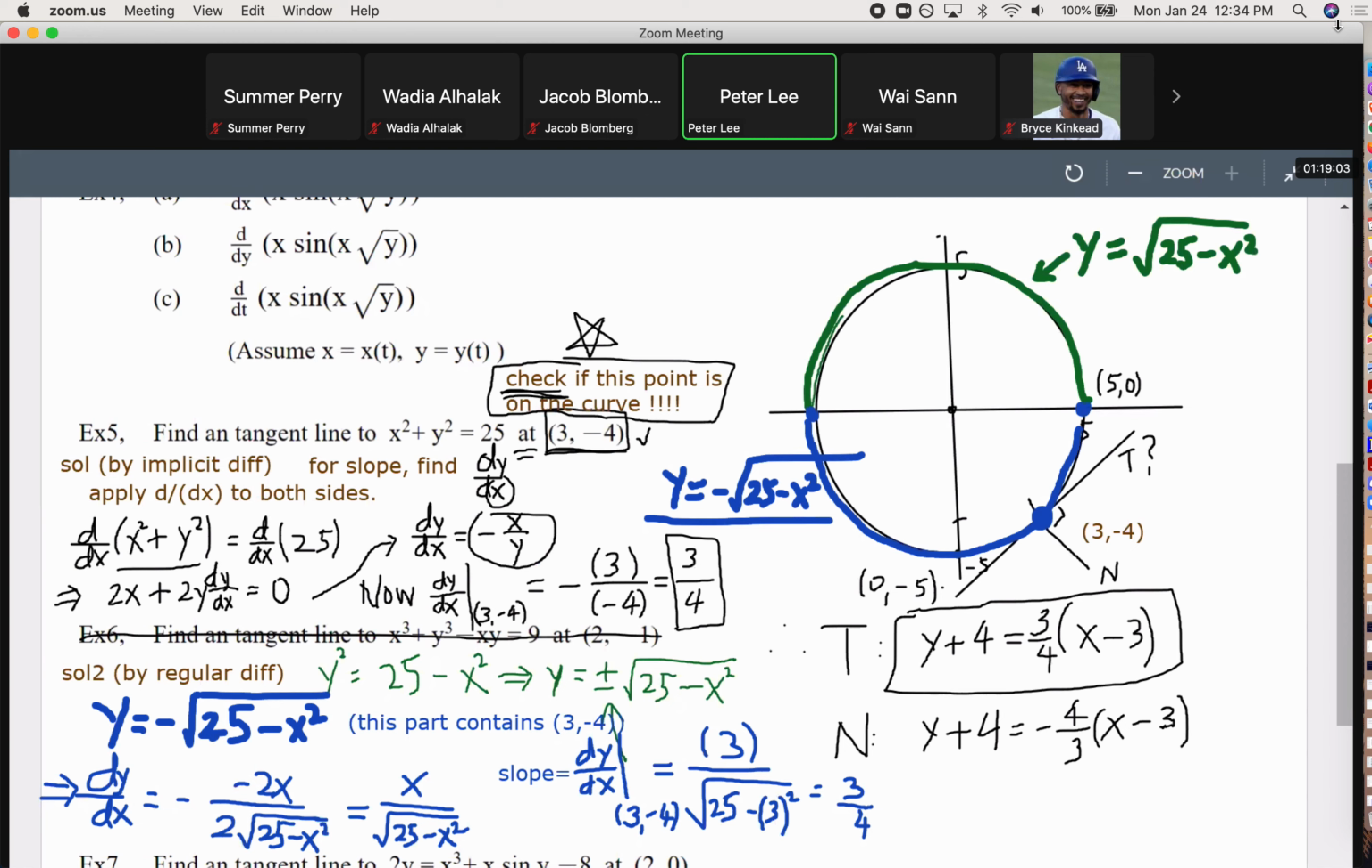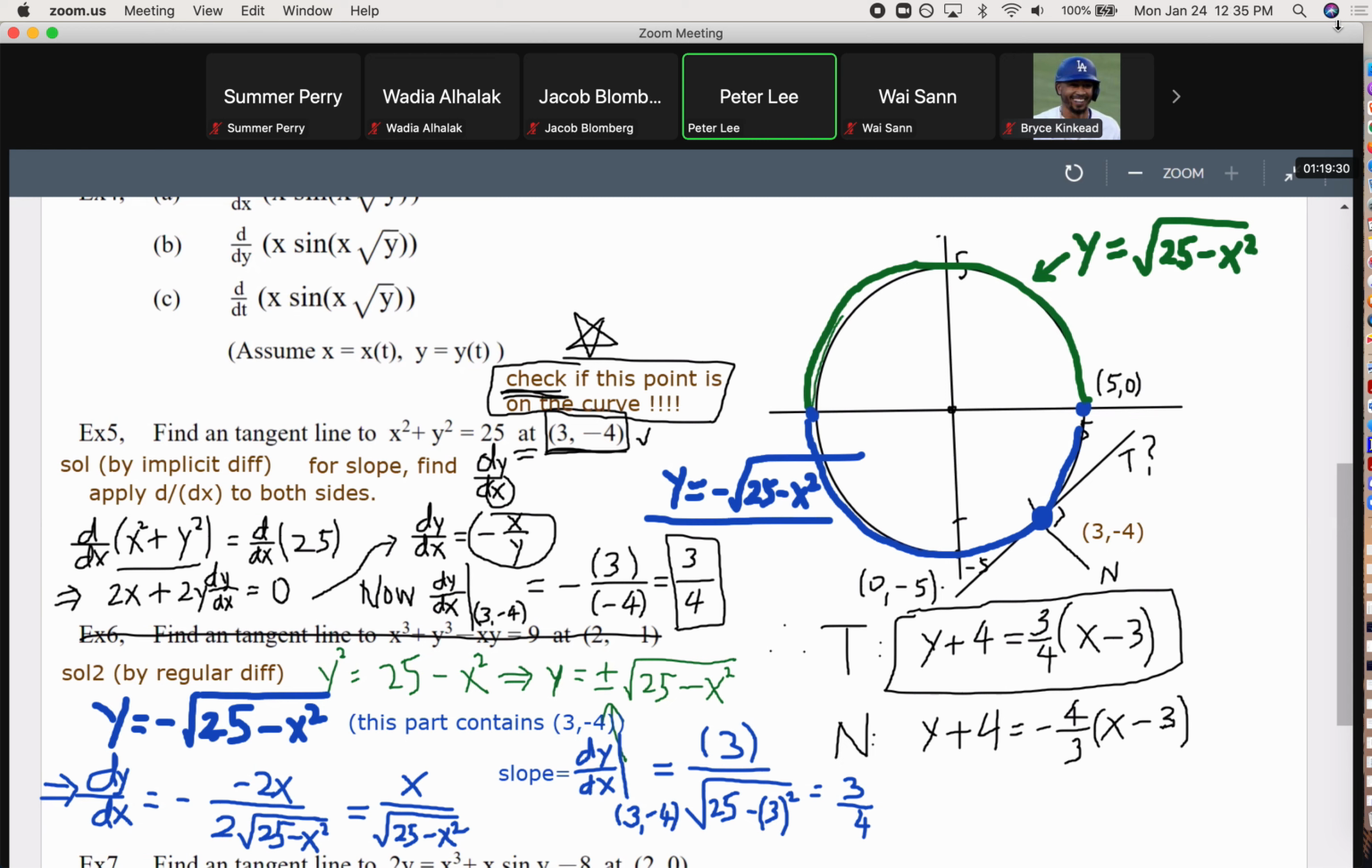But even then, as you can see, the calculation for regular differentiation is actually more messy. There's probably more chance to make a mistake. Once you get the slope, then of course you can write the tangent line by using the slope and the point, and then you can get the normal line. The normal line was not part of the question, but I just wrote it anyway, okay?